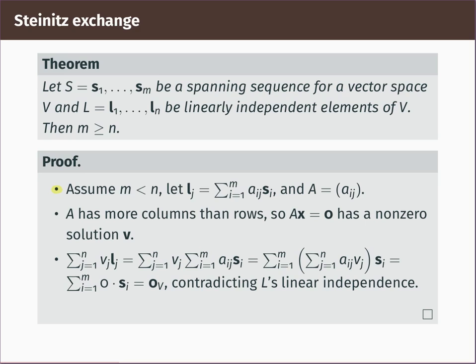Since S1 up to Sm is a spanning sequence, we can write absolutely every element of V as a linear combination of S1 up to Sm. So we're going to assume for a contradiction that we've got a spanning sequence which is smaller than a linearly independent sequence, and we're going to write each element of that linearly independent sequence as a linear combination of our spanning sequence. And we're going to record the coefficients that it takes to do that. So for each j, we will choose some scalars a1j up to amj, which express Lj as a linear combination of S1 up to Sm, and we'll write those scalars down in a matrix capital A.